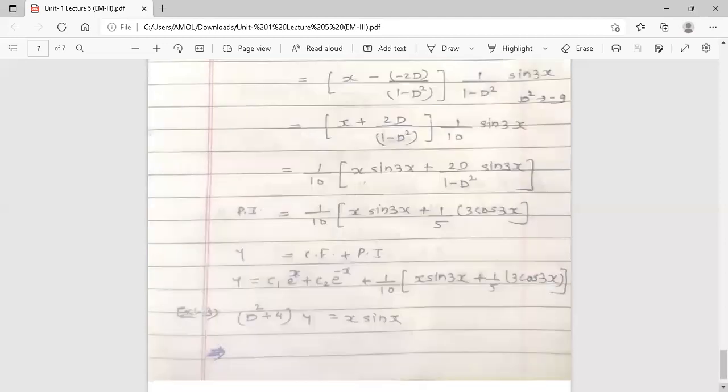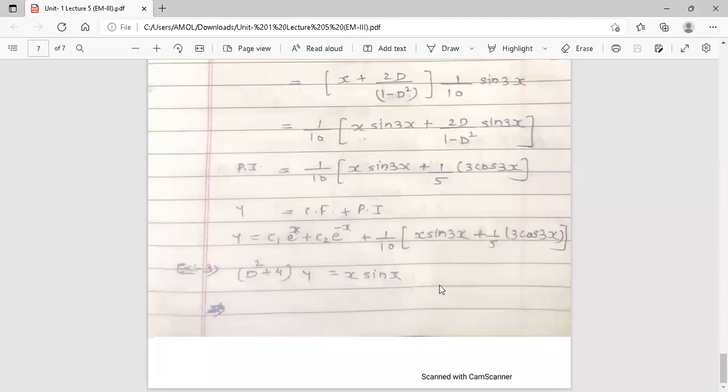And the next example is for your homework. You try to solve this example. D square plus 4 into y is equal to x into sine x. It is again the x into v case. You can use the formula of case 6 here, and this is case 6. Here all the cases of shortcut methods are over.